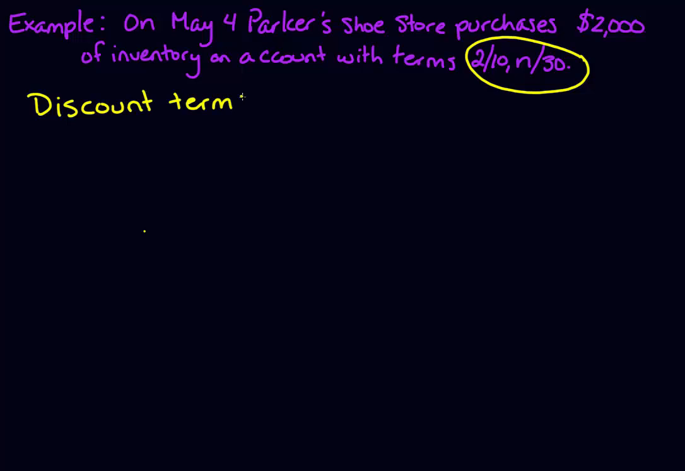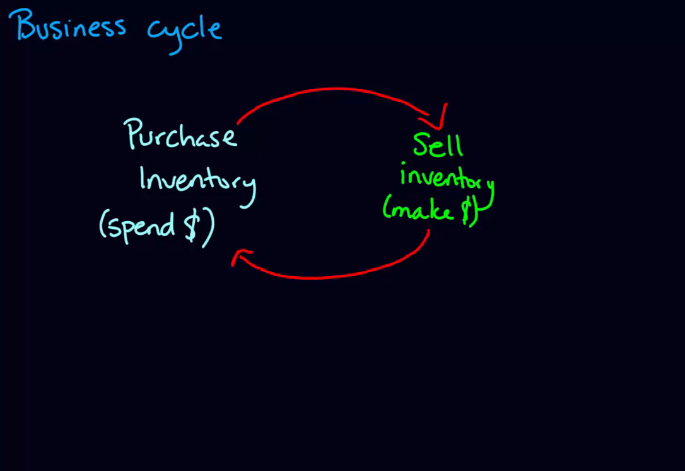If we go back to our business cycle for one moment, you'll remember that merchandisers work by purchasing inventory, so they have to spend money, and then they sell that inventory. And in order to buy more inventory, they have to collect the cash from the inventory that they sold. So when they sell inventory, then collect cash, then they can buy more inventory to then sell, collect the cash, buy more inventory, sell, collect the cash, and so on. And it keeps going and going and going.